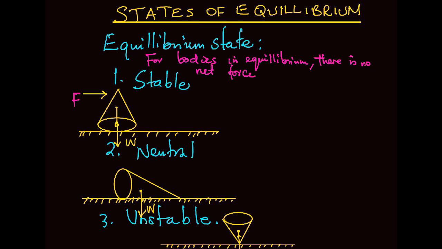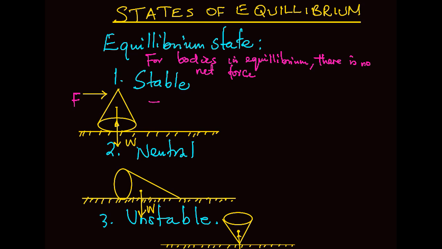Three states of equilibrium are in existence. A body can be in stable equilibrium, neutral equilibrium, or unstable equilibrium. So in this particular subtopic, we are going to discuss each of these states, starting with the stable equilibrium. These three states of equilibrium can be demonstrated using a cone in the lab.